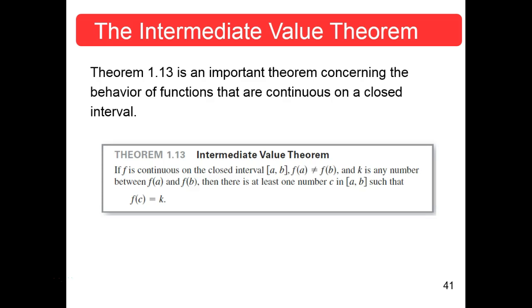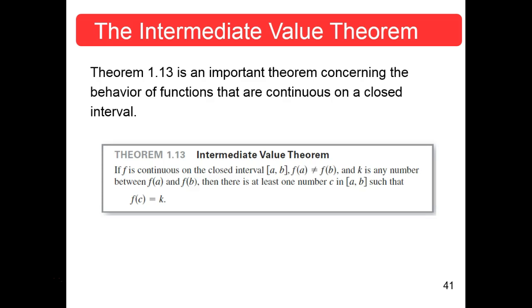If f is continuous on some closed interval a to b, here's a, here's b, is continuous everywhere in there, as long as f of a is not equal to f of b. So if f of a is here and f of b also is there, you can't use this theorem. But if there's anything, f of b could be greater than f of a, or f of a could be greater than f of b, doesn't matter, as long as they're not equal. And k is any number between f of a and f of b.